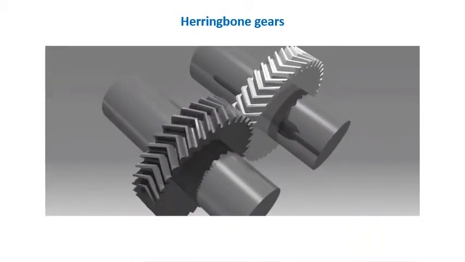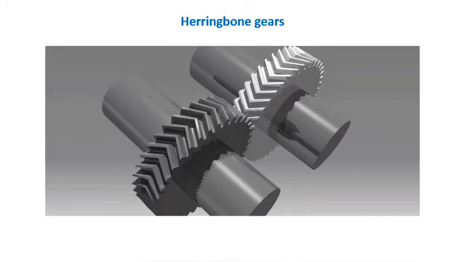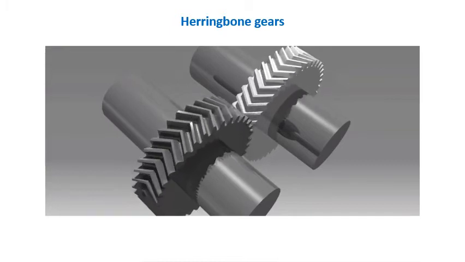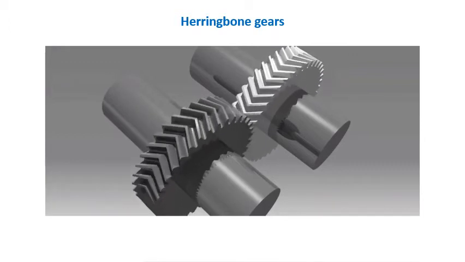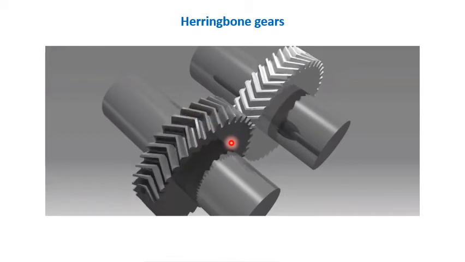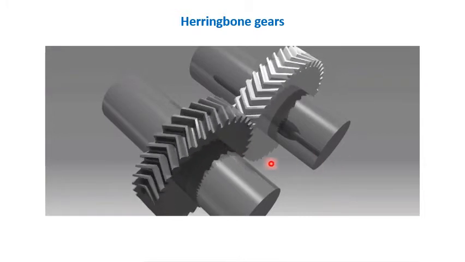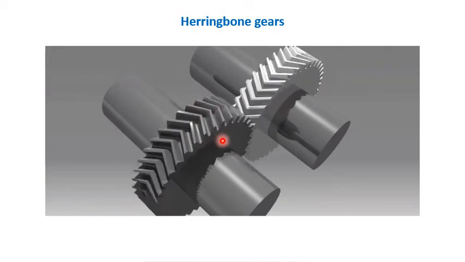So next one is herringbone gears. What do you mean by herringbone gears? What is the difference between the previous, that is helical gears, and herringbone gears? So herringbone gears look like two single helical gears, right? One right hand and other left hand placed side by side.